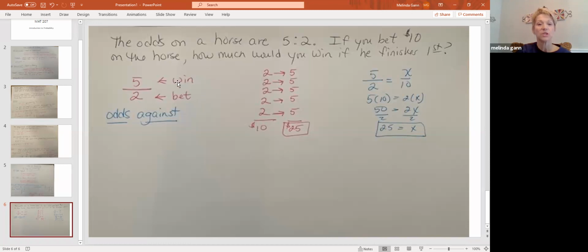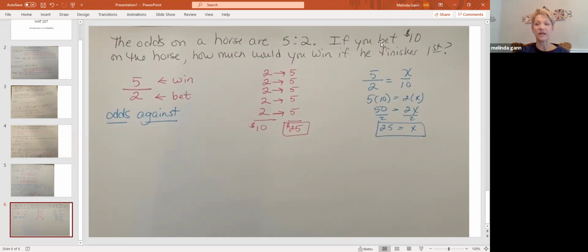So the top number and the bottom number, or the number in front of the colon or behind the colon, are very specific. The number to the right of the colon is your bet. The number in front of the colon is what you win. So that would say for every $2, you would possibly win $5. This top number is what you win. This bottom number is what you bet.